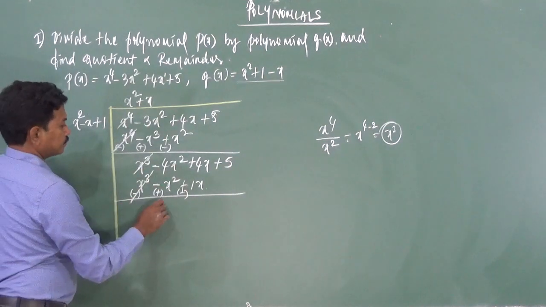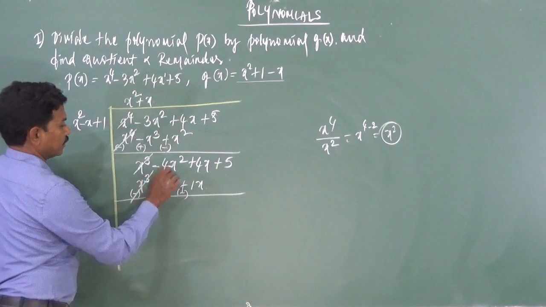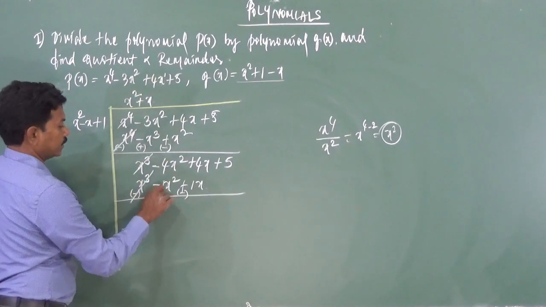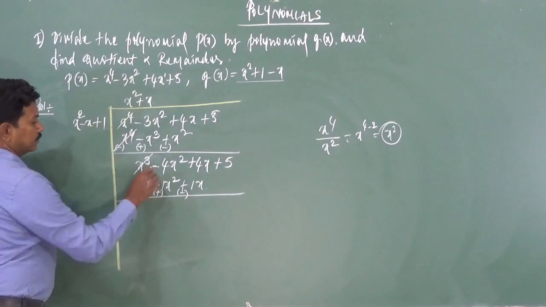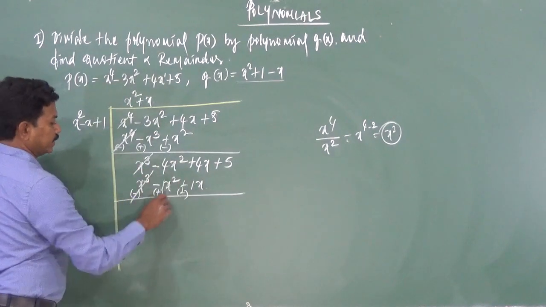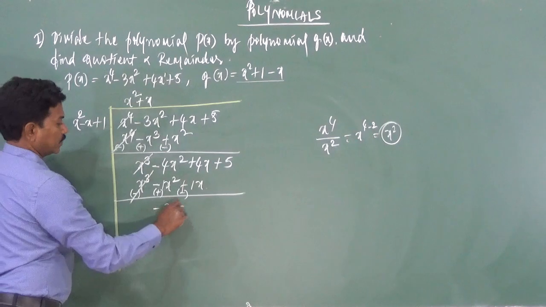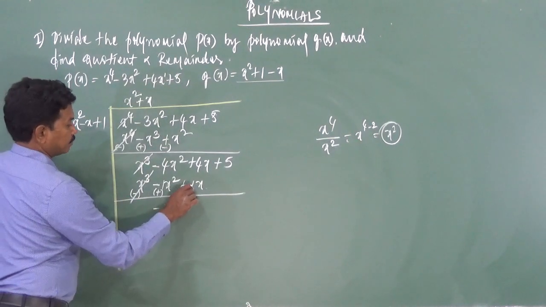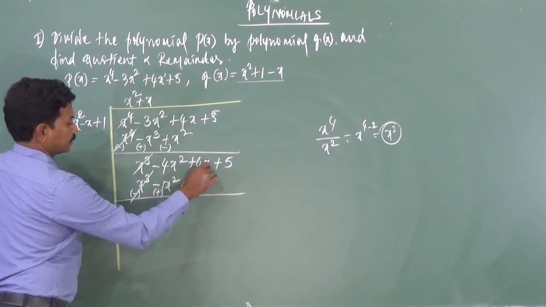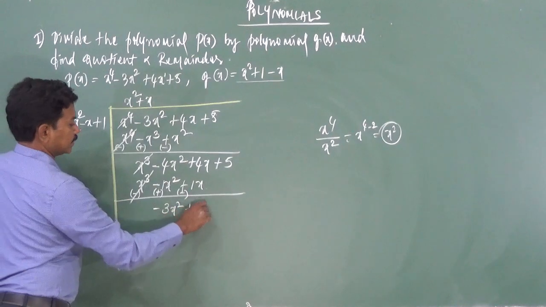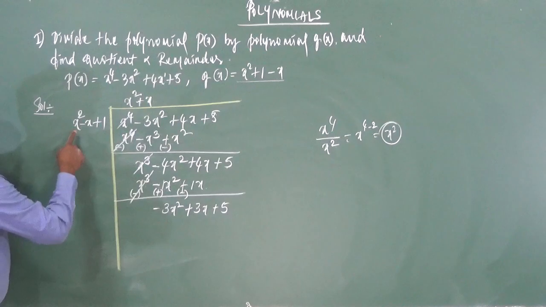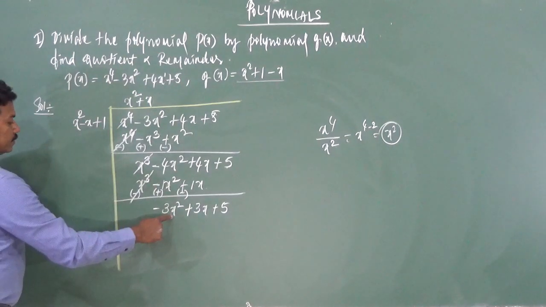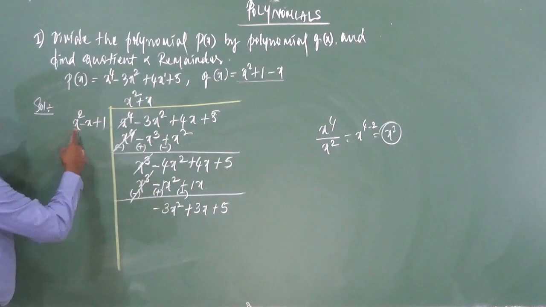So here we have minus 4x square and here we have plus 1x square. So they are like algebraic terms, therefore you can simplify. So minus 4x square plus 1x square is minus 3x square. Here it is minus 1x and this is plus 4x, so plus 3x, and this is 5. So we will continue. So here the degree of the remainder and the degree of the divisor are the same.